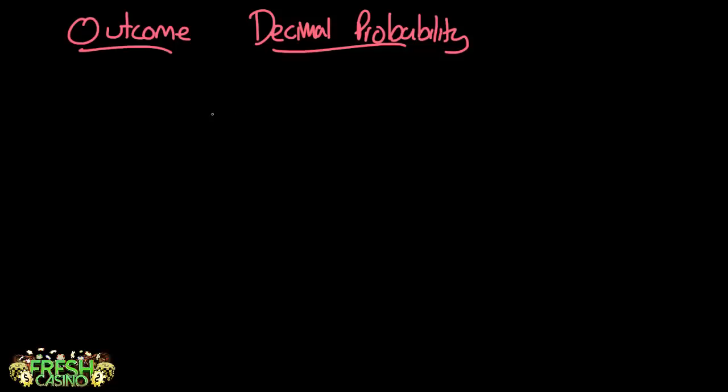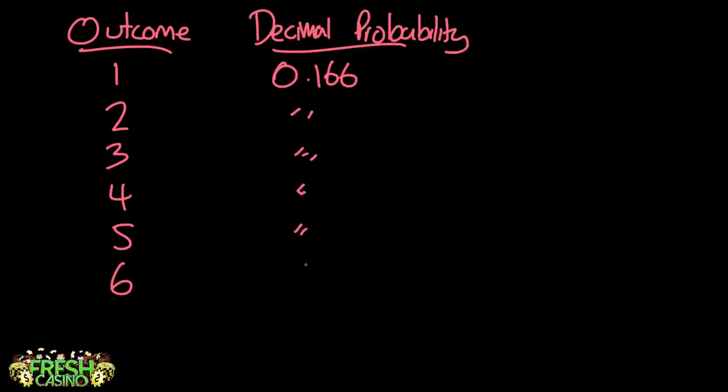So we look at the outcome and the decimal probability. You're rolling a 6-sided dice, so the outcome is you get a 1, a 2, a 3, a 4, a 5, or a 6. And what's the probability of any one of these sides occurring? Well, it's 1 divided by 6, which is roughly 0.166. So it's the exact same for all of those, yeah? 0.166 for each.